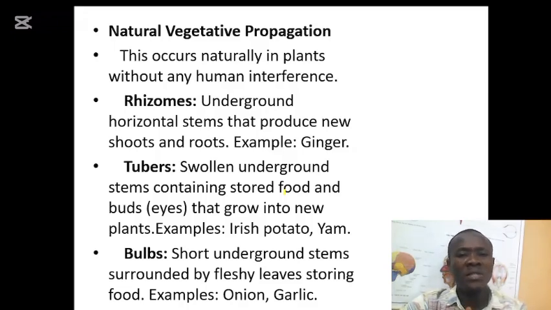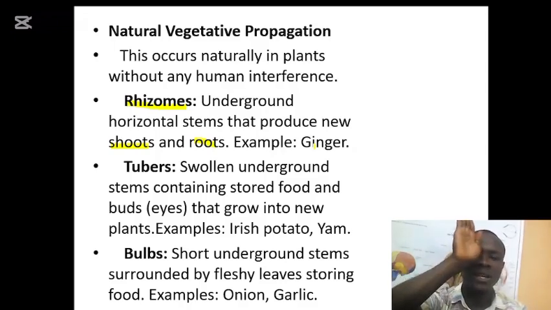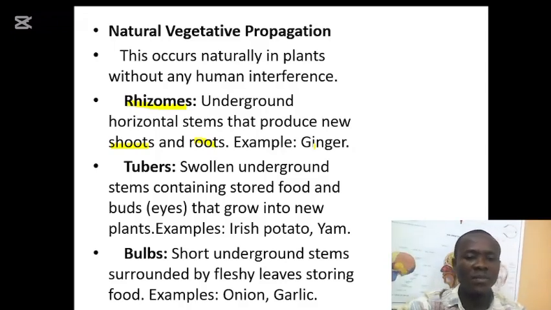We have various types of natural vegetative propagation. We have the rhizome, which is an underground horizontal stem that produces new shoots and roots. The example we have here is ginger, which grows horizontally like this, from here. Horizontal, not vertical.